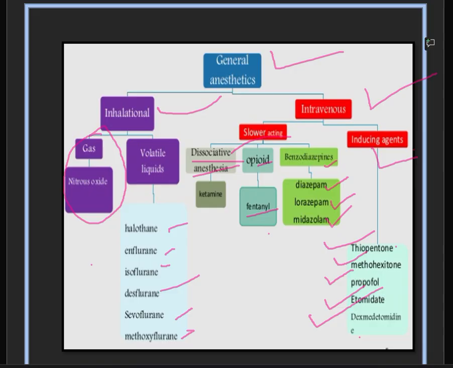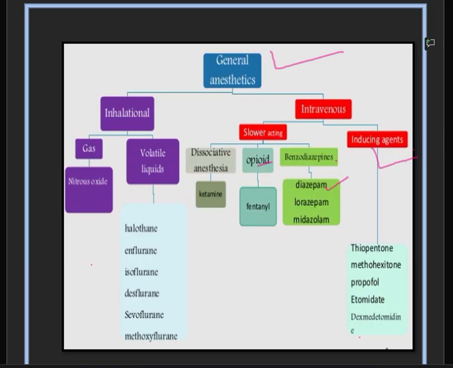So this is the tree diagram and the important general anesthetic drugs. It is an important question for 4 marks. This is the main classification of general anesthetic drugs.